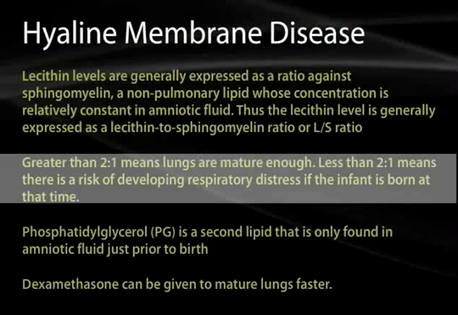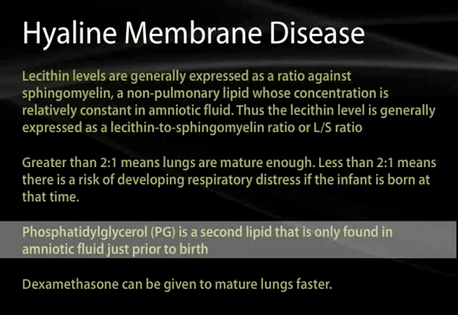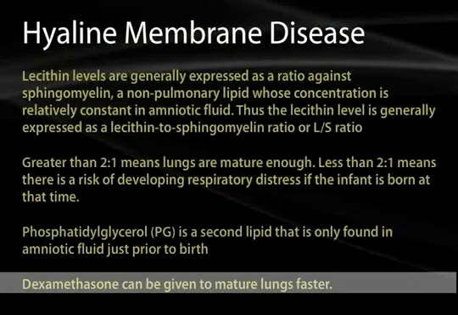Anything greater than a 2-to-1 ratio means that the lungs are mature enough to be survivable. Less than a 2-to-1 means there's a risk of developing respiratory stress in an infant that's born, and there's going to want to take appropriate measures to make sure that there's surfactant on hand. The phosphatidylglycerol, PG, is another lipid that is only found in the amniotic fluid right before birth. So if you find that the phosphatidylglycerol levels are high, it's actually a pretty good indication that they're going to have birth pretty soon.